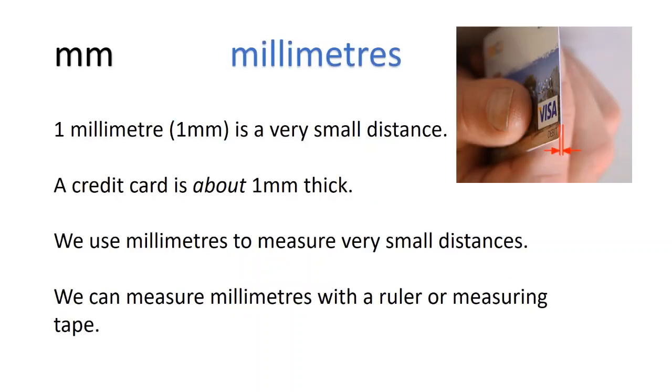So millimetres first of all. So 1 millimetre is a very small distance. So a credit card is about, a little bit less than, 1 millimetre thick.